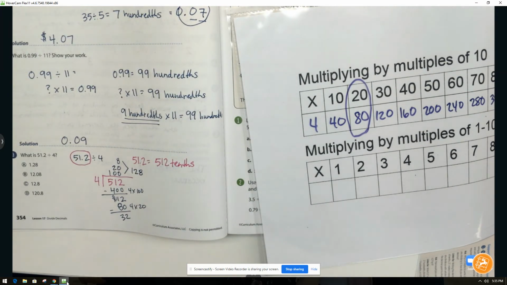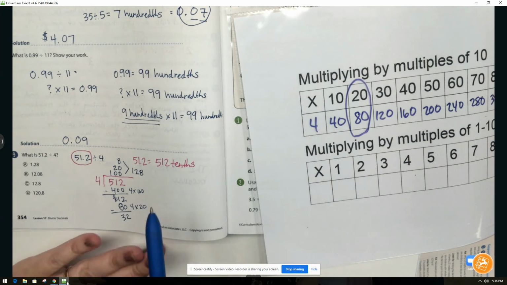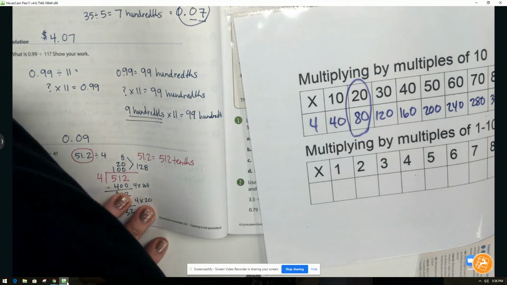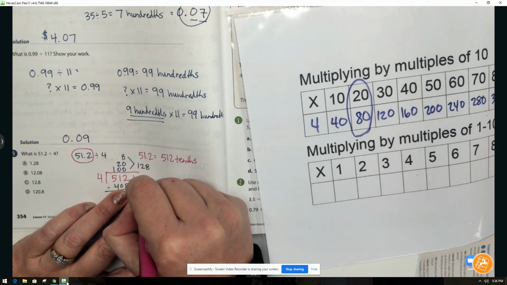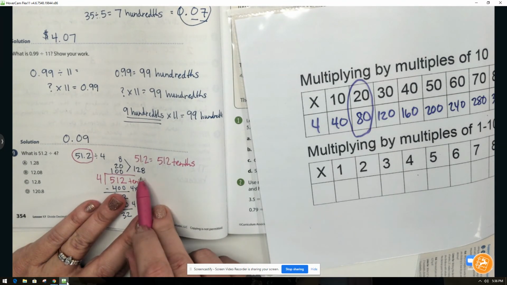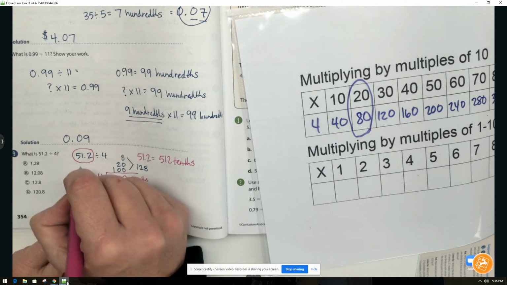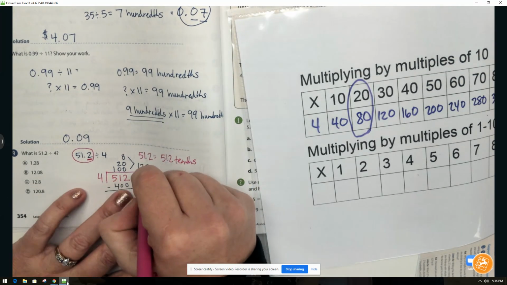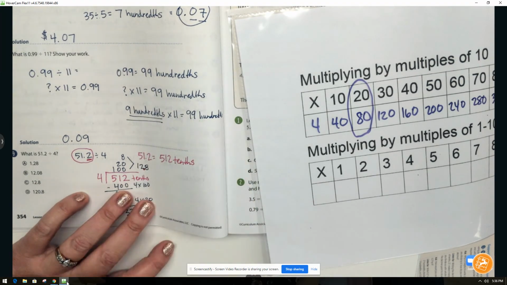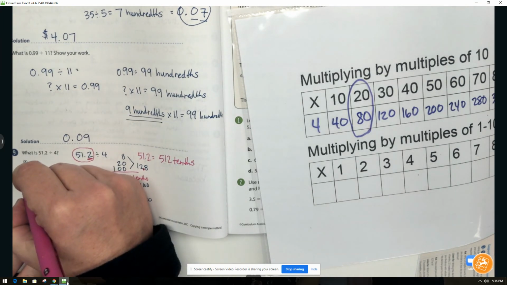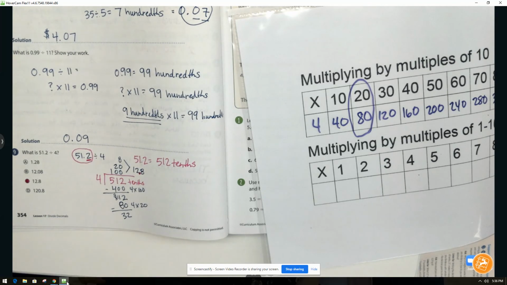But we're not done yet. The answer is not 128. Now we need to look back at our original 512. Remember, this 512 is tenths. So how do I make my resulting answer into a tenth? How many digits come after the decimal in my original factor? That's right. One number comes after the decimal. So I'm going to put my decimal point back in and get that my answer is 12 and 8/10.